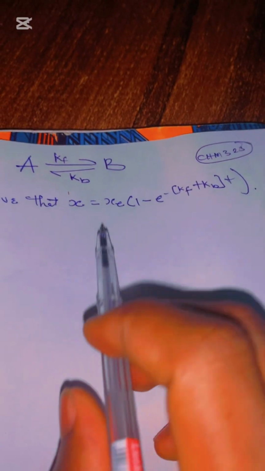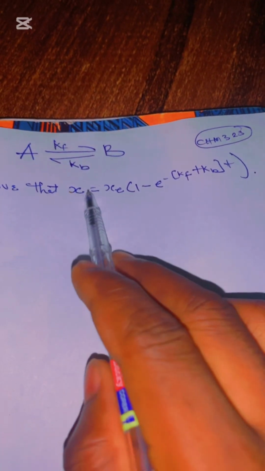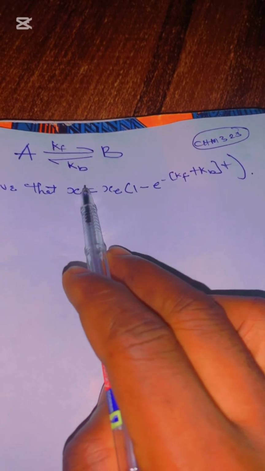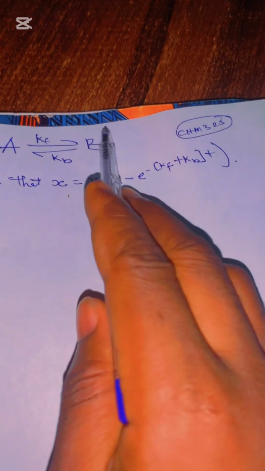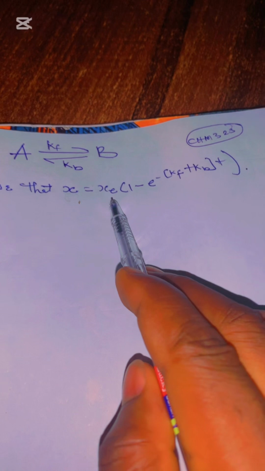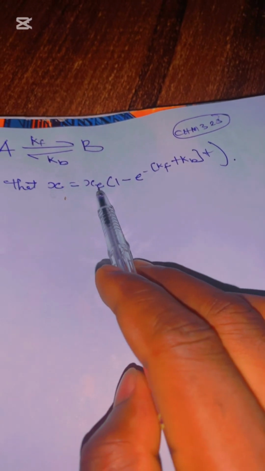So how can we prove this? First, what does each of these terms stand for? Our X is the amount of B that is gotten at any point of time, or the amount of A that is decomposed. Don't forget that the amount of A that we remove gives us the amount of B produced. XE is the amount of B produced at equilibrium, or the amount of A removed at equilibrium.